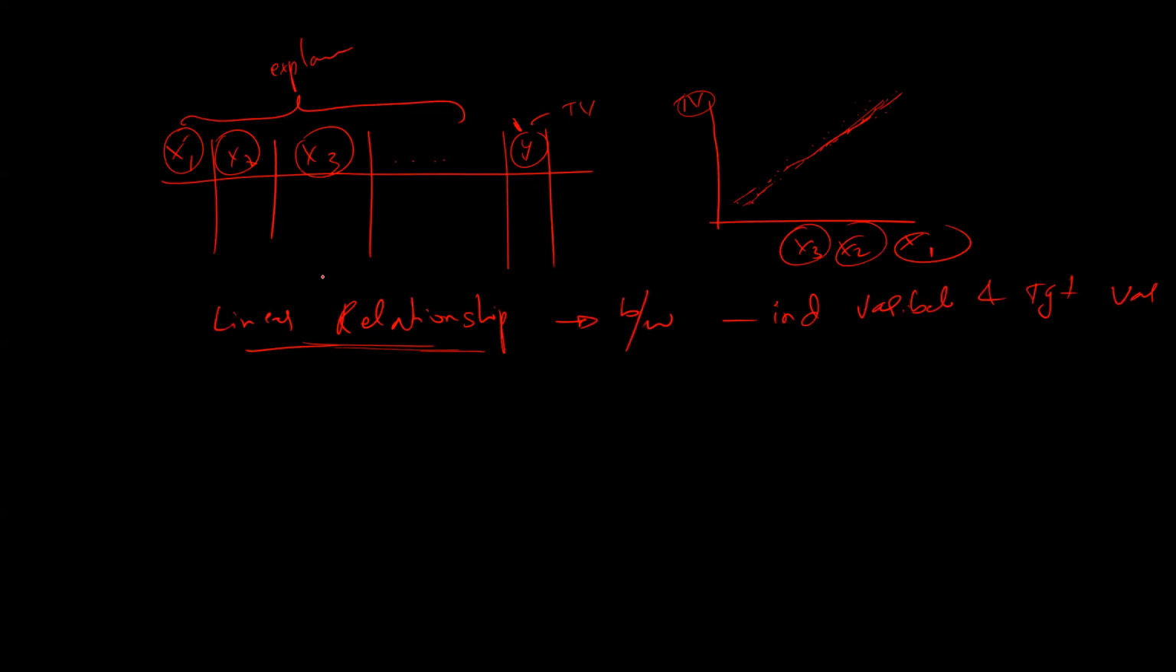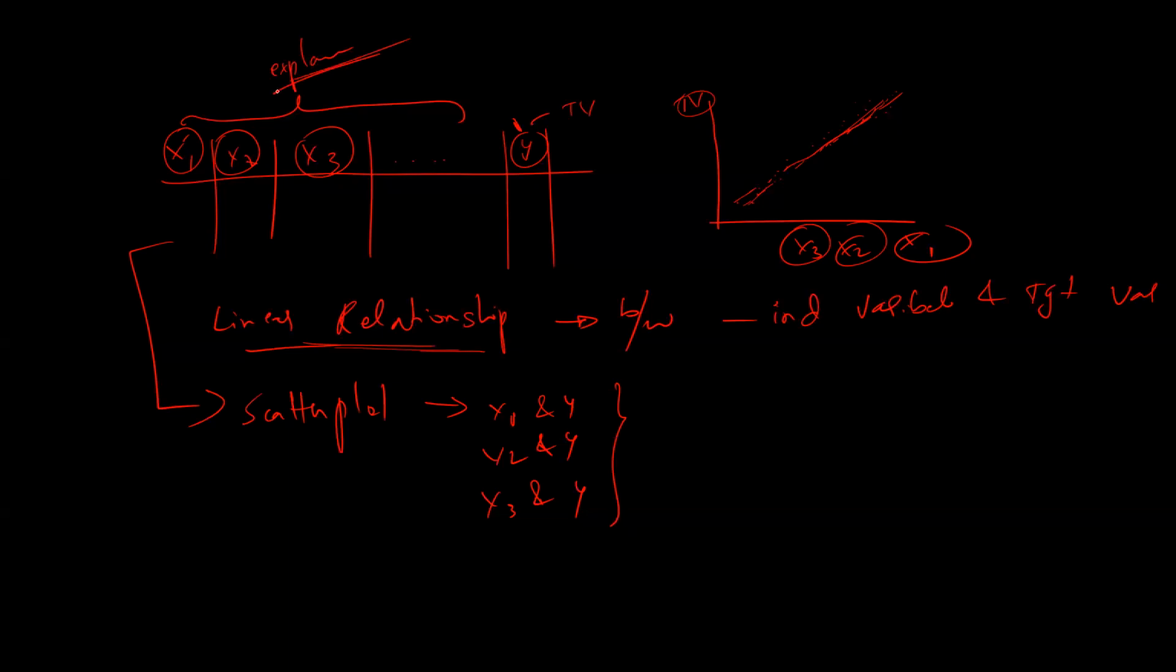Now, is it clear, Rahul? Yes, sir. Clear. Now, how do I check this? By plotting. Which plot? Scatter plot. So I should plot an individual scatter plot for x1 and y, for x2 and y, for x3 and y, depending upon how many explanatory variables I have in the data set, correct? I need to check individual relationships.